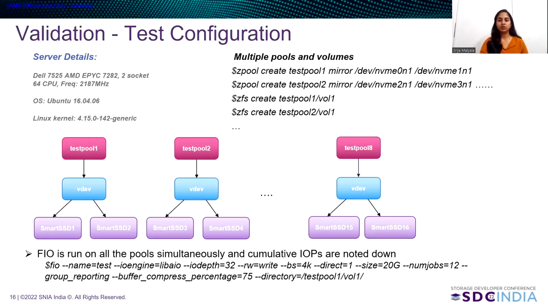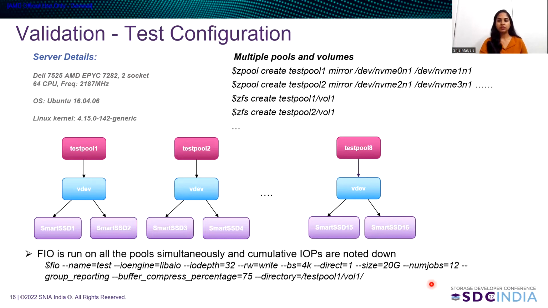After creating the pools and the volume, ZFS gives us an option of setting the record size and selecting the compression algorithm. We have used the default 128 KB block size, or the record size as ZFS calls it, and the level 1 GZIP compression. We have used the industry standard FIO to write the data to the pool.